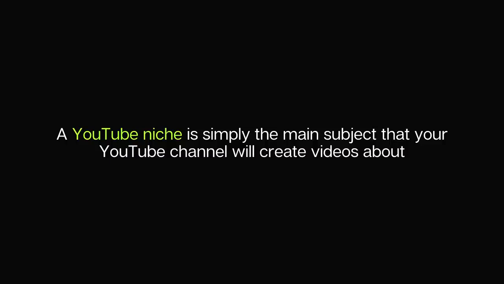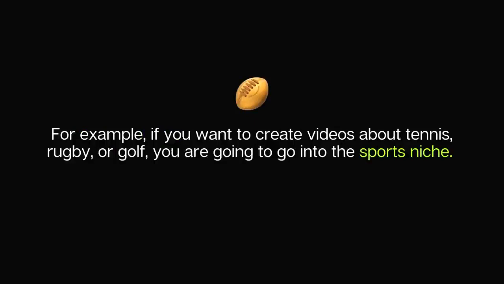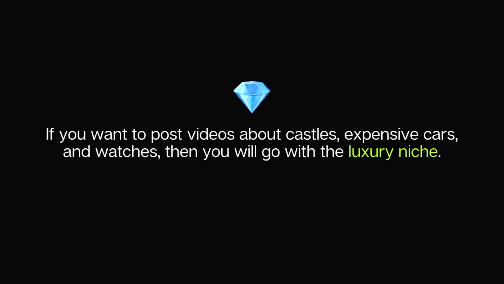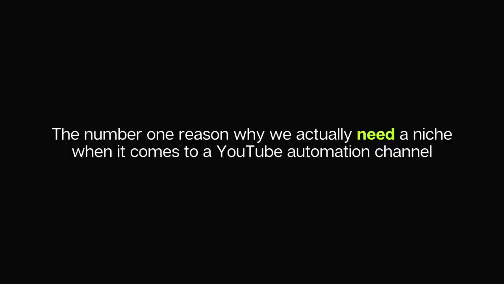A YouTube niche is simply the main subject that your YouTube channel will create videos about. For example, if you want to create videos about tennis, rugby, or golf, you're going to go into the sports niche. If you want to post videos about castles, expensive cars, and watches, then you will go with the luxury niche.